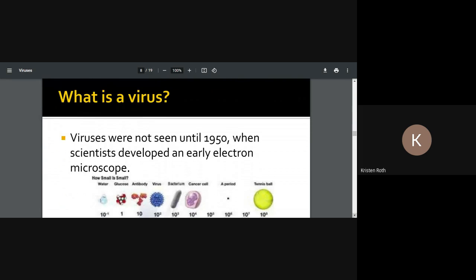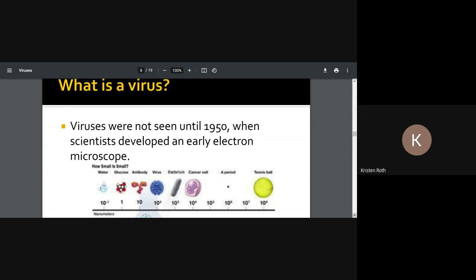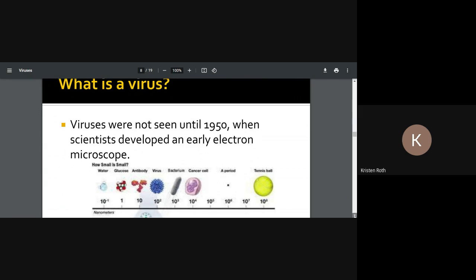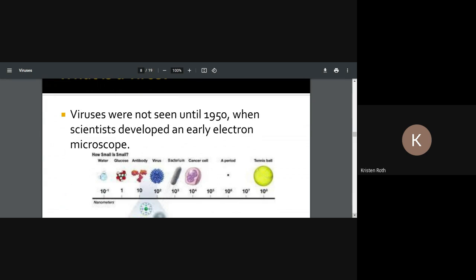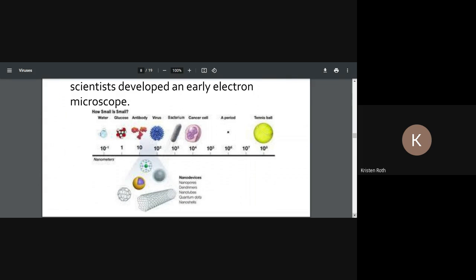So what is a virus? Okay, so viruses were not seen until 1950 when scientists developed an early electron microscope. And this enabled scientists to see viruses. Okay, so being a tennis ball being this big, cancer cell, bacterium, virus is smaller than bacterium. So that's 10 to the power 2. And this is nanometers here.